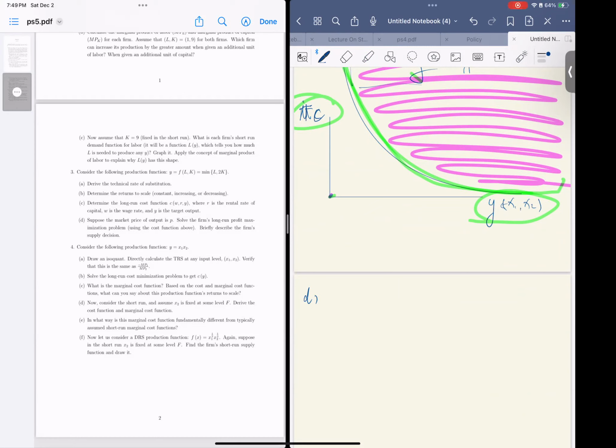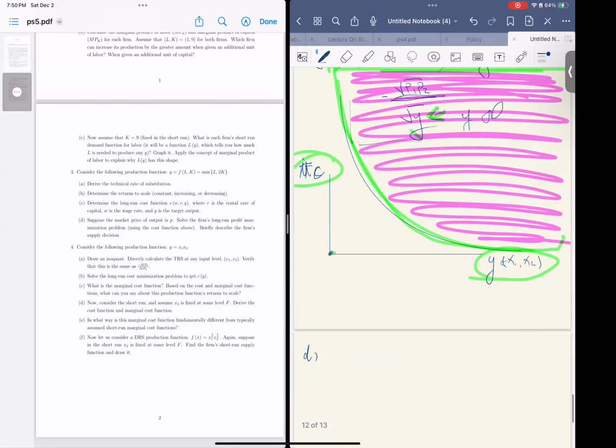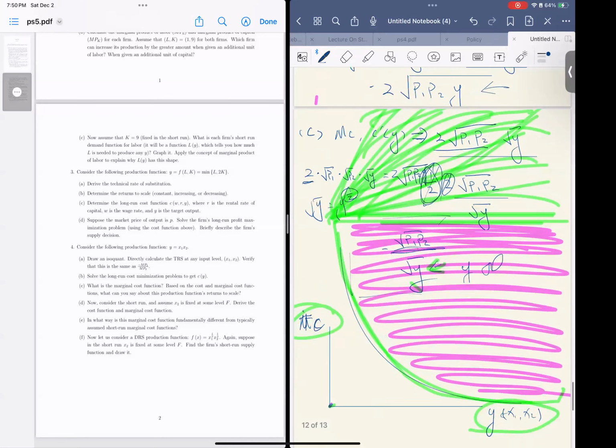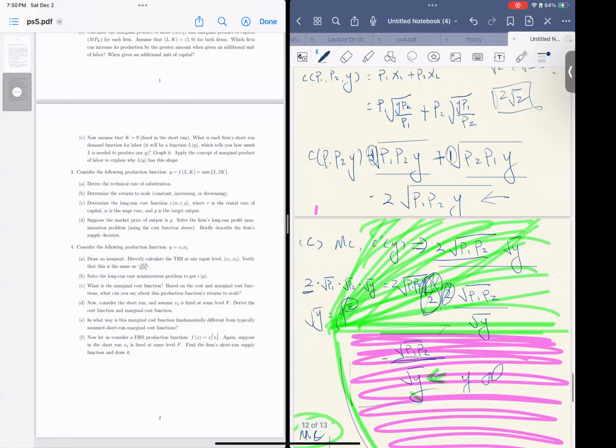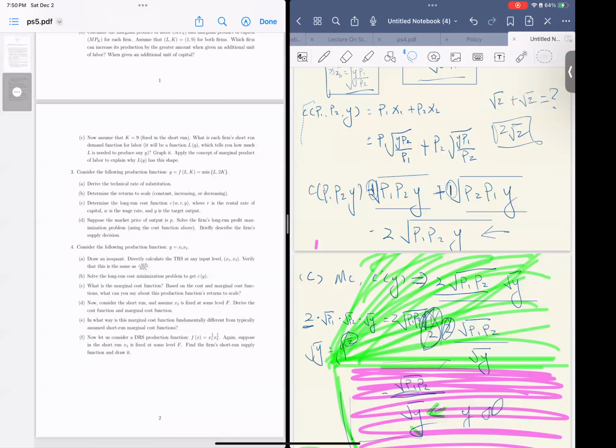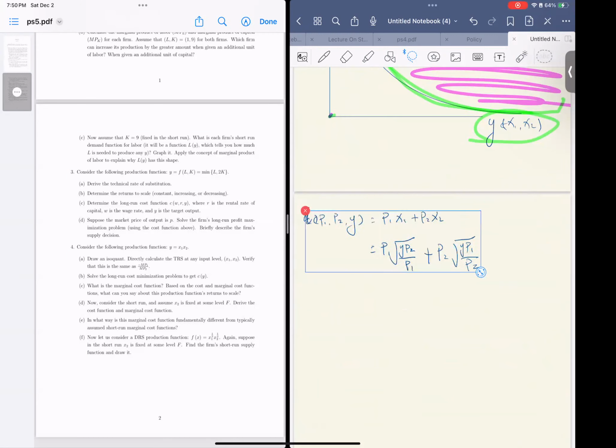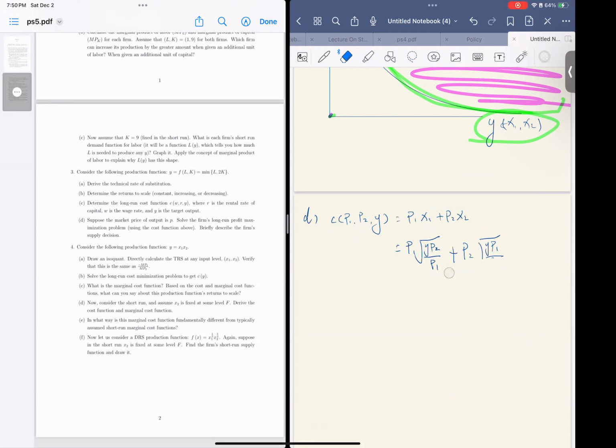Okay, let's go to D. Now consider the short run, where x2 is fixed at some level F. Derive the cost function and the marginal cost function. So treat x2 like capital, fixed at some level. Let me just copy whatever is left from our cost function. So let's treat x2 as fixed at some level F. So we'll have the cost function of P1 x1 plus P2 F.